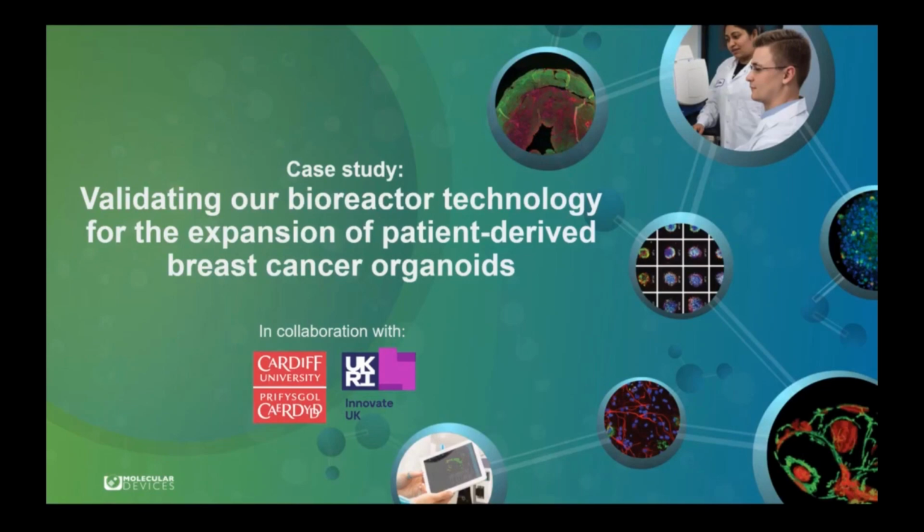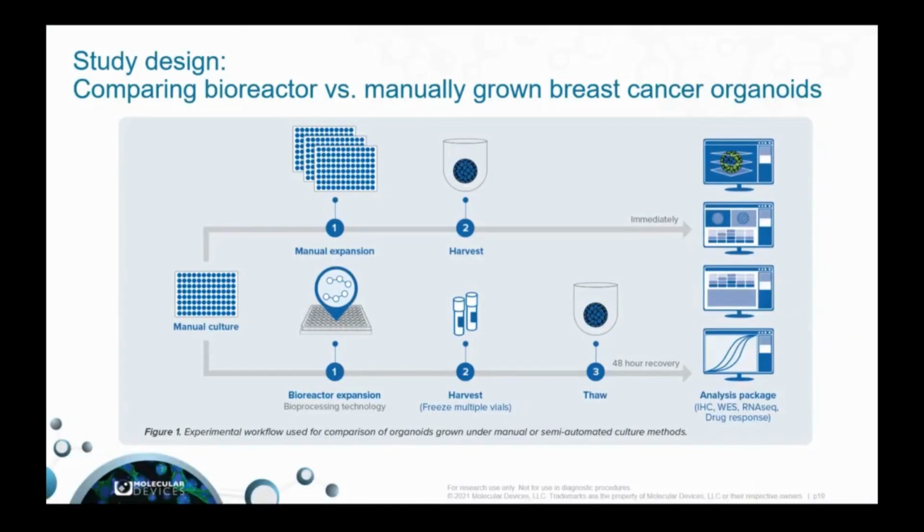And in this example, we're going to show the validation study using patient-derived breast cancer organoids. To compare the organoids that were expanded using the two different approaches, first, organoids were seeded and cultured manually. They were then separated into two groups where they were either expanded manually, as at the top of the screen, or in the bioreactor, as you're seeing the workflow at the bottom of the screen. Organoids were grown for the same length of time and harvested using the same protocols.